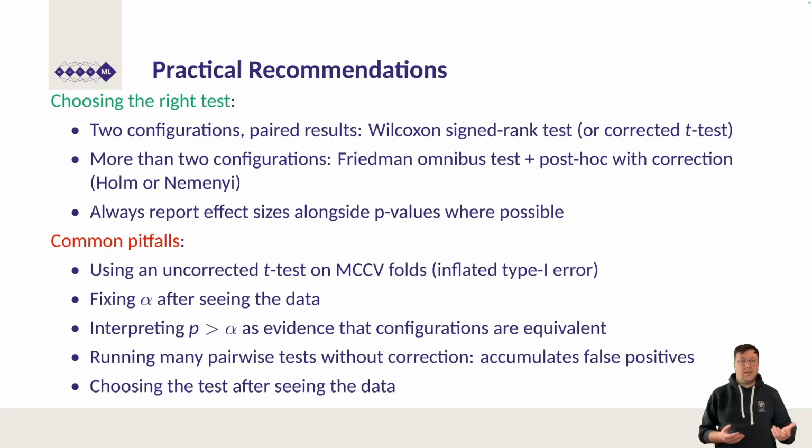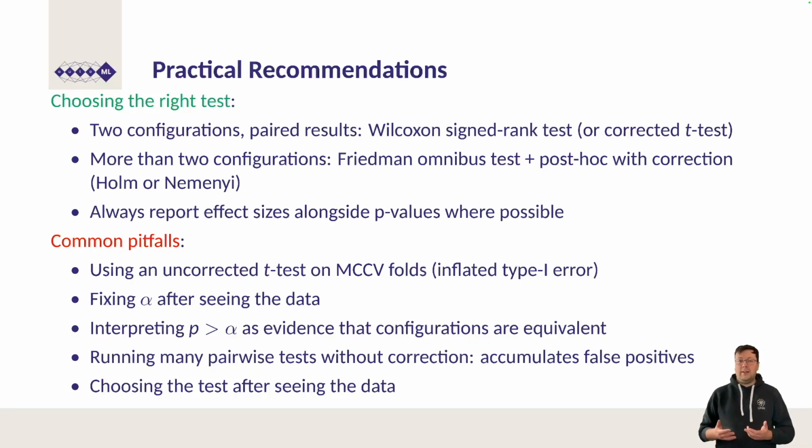A p-value tells you whether a difference is detectable. However, an effect size tells you whether it is actually meaningful. Now the pitfalls. Using an uncorrected t-test on Monte Carlo cross-validation folds violates the IID assumption and inflates type 1 errors. Use the corrected versions instead. Fixing alpha after seeing the data invalidates the error guarantee entirely. Commit to an alpha before running anything.